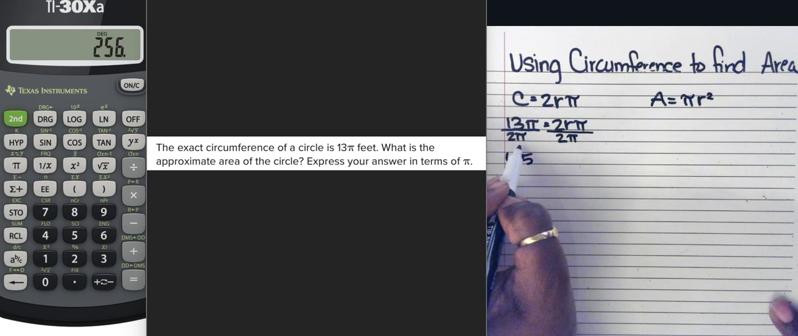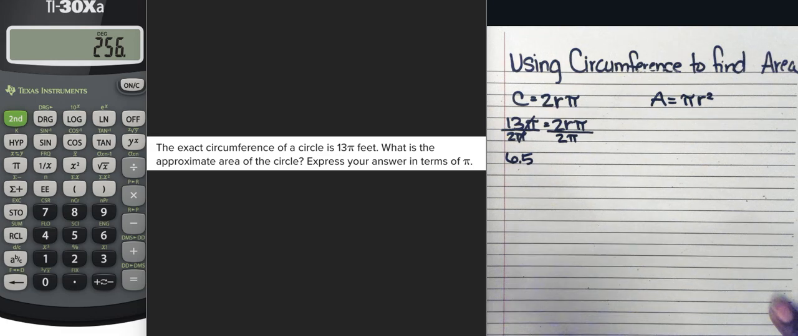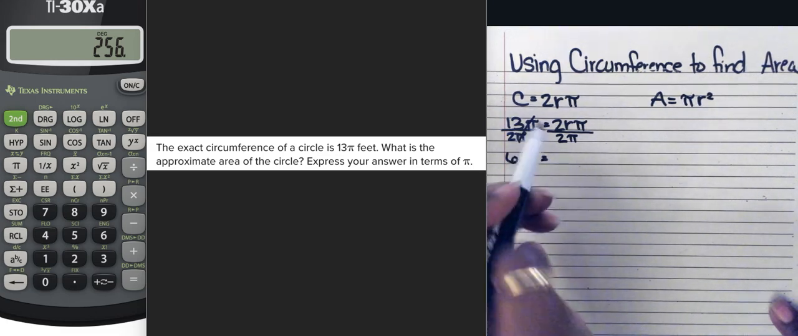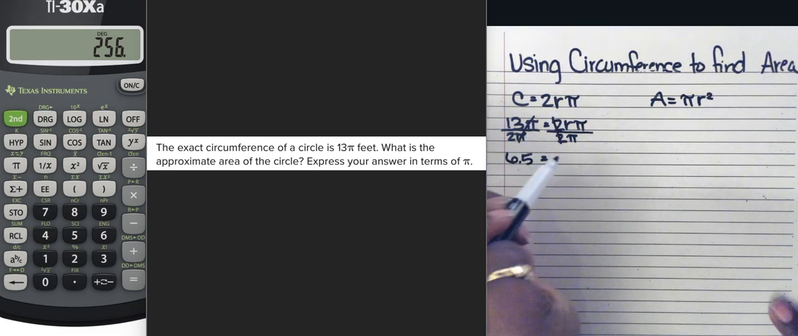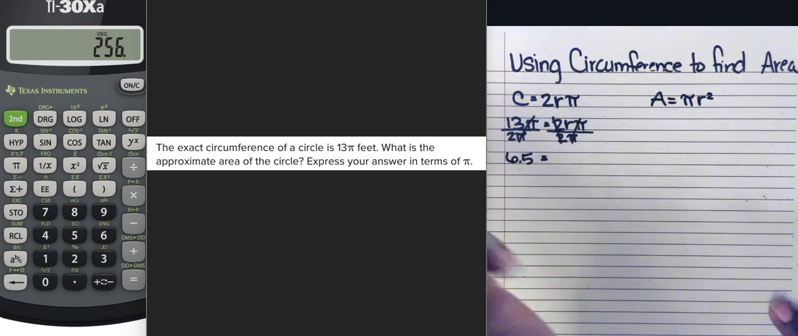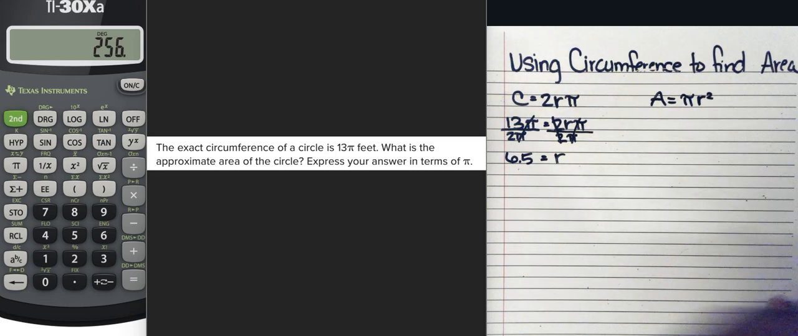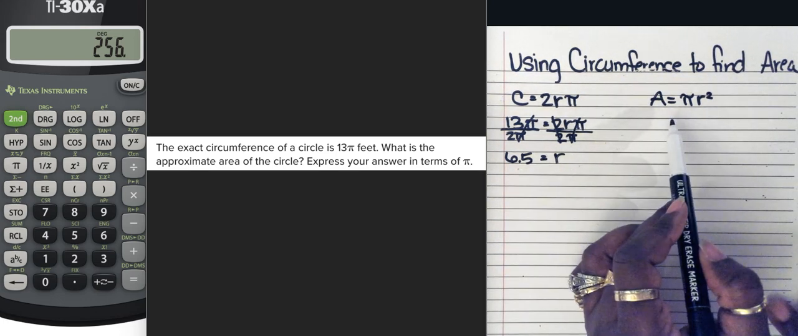Pi divided by pi cancels out, so that's gone. And on the other side, 2 divided by 2 cancels out, and pi divided by pi cancels out. The only thing that is left is your radius, which is 6.5. So now we can use this radius to find the area of the circle.